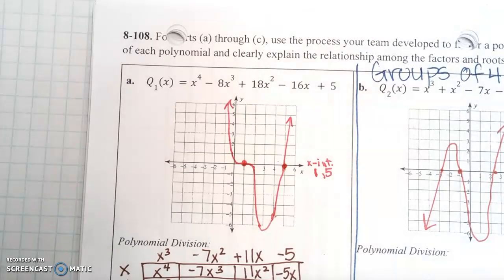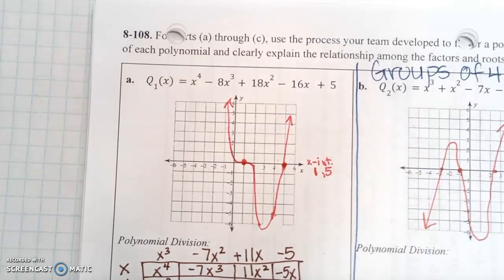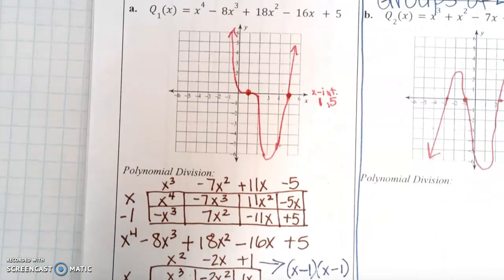It says, for parts A through C, use the process your team developed to factor a polynomial and determine all of its roots. Be sure to include a graph of each polynomial and clearly explain the relationship among the factors and roots of the polynomial and the x-intercepts of its graph. Okay? So they do want you to use a graphing calculator. And they do want you to also use polynomial factoring.